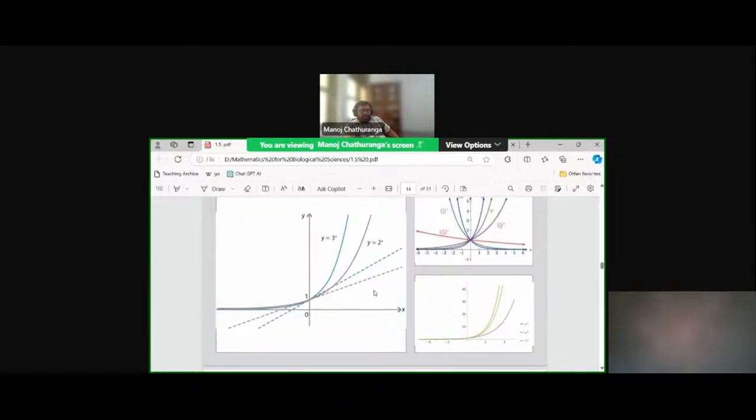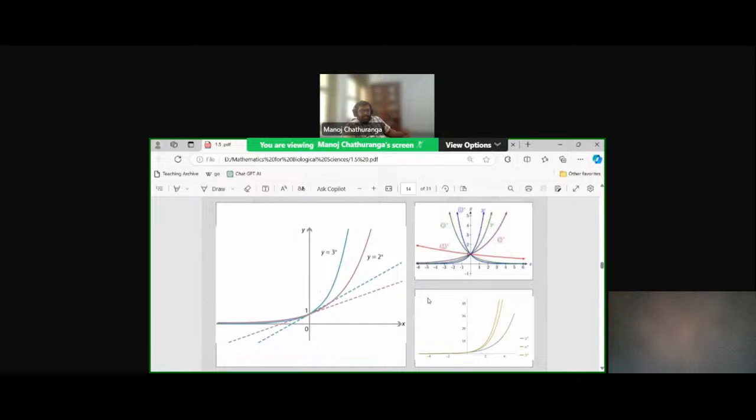All right, so in this slide, you can see different exponential functions in the same plane. If you look at the right bottom corner, you see 2 to the power x, e to the power x, and 3 to the power x in the same plane. The green one above is 3 to the power x, the one below is 2 to the power x, and in the middle you have e to the power x.